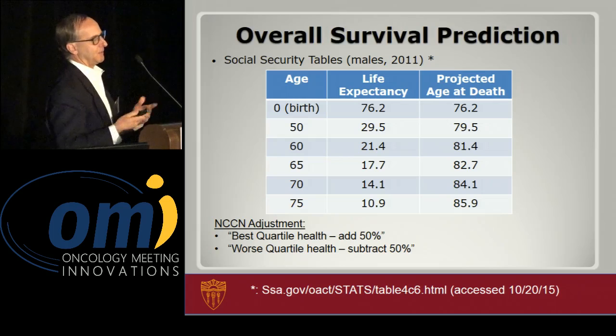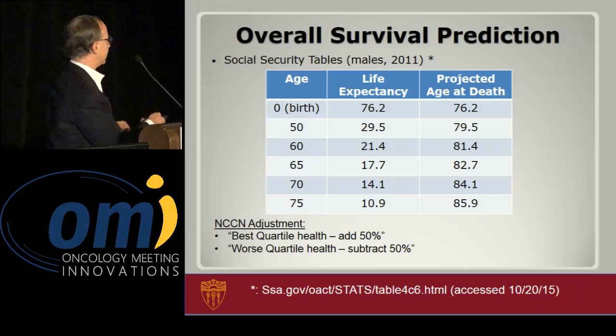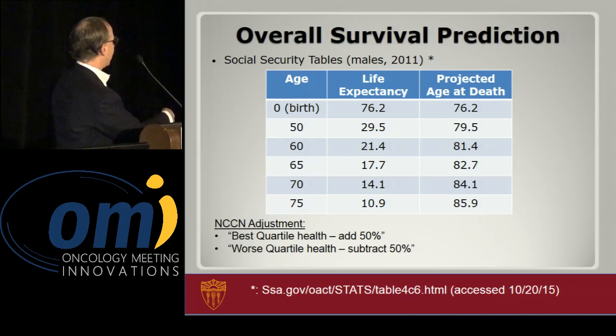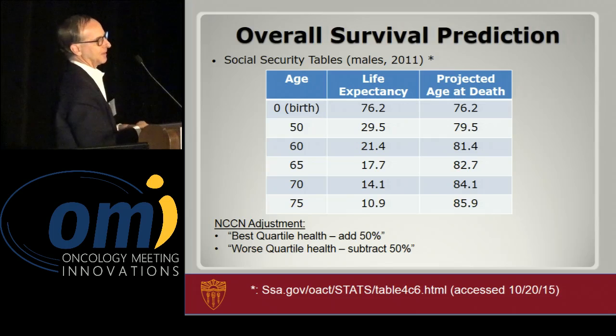As physicians, we like to use judgment. So what's the judgment? It says, if you think they're in the best quartile of health, which is not defined, you add 50%. So 14 years becomes 21 years. And if you're in the worst quartile of health, then you subtract 50%. So 14 years becomes 7 years.